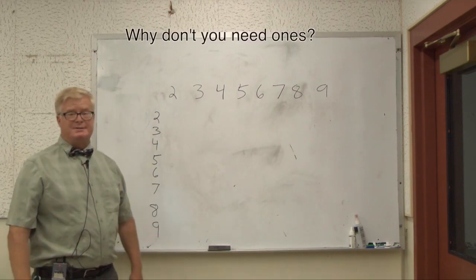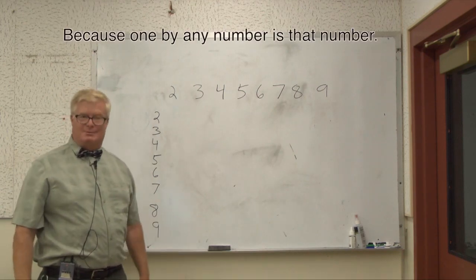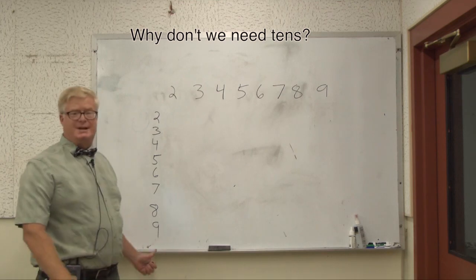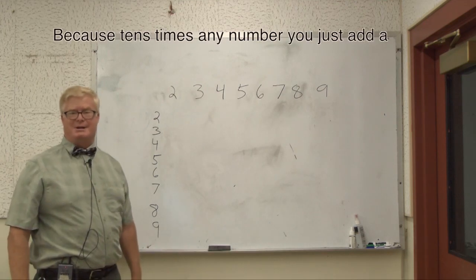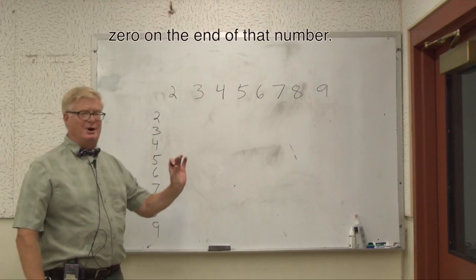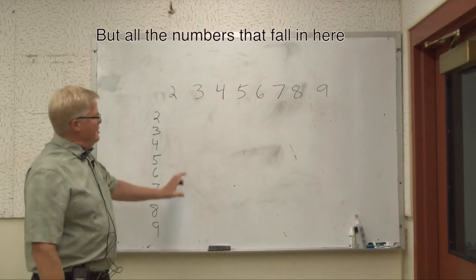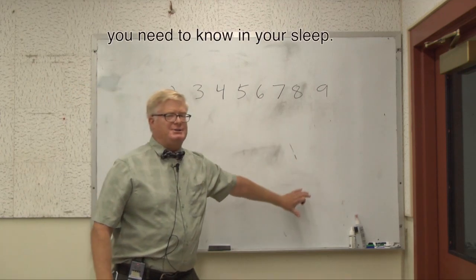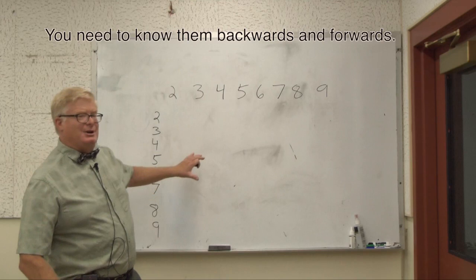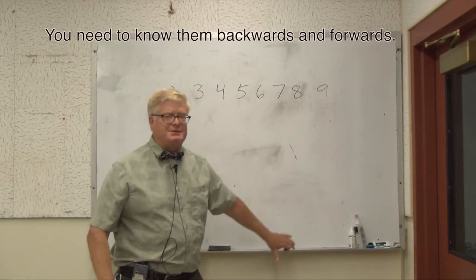Why don't you need 1s? Because 1 times any number is that number. Why don't you need 10s? Because 10 times any number, you just add a 0 onto the end of that number. But all the numbers that fall in here, you need to know in your sleep. You need to know them backwards and forwards.